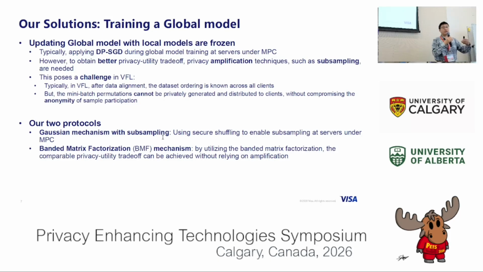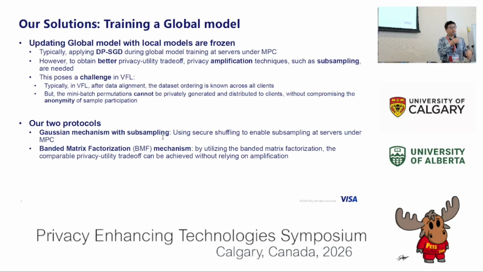So that means this kind of information will not be a secret. Everyone knows it. The server knows it, and the clients know it. So what do we do? We have two protocols here to consider this case. First, we will still apply the Gaussian mechanism with subsampling, but we will apply secure shuffling on the server side to try to prevent that random secret.